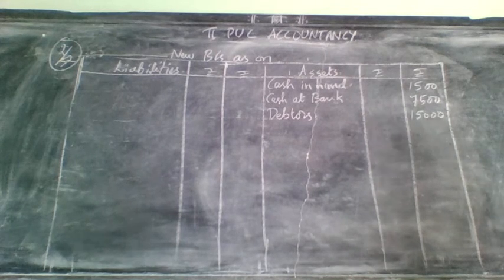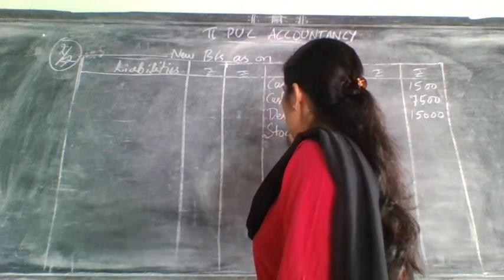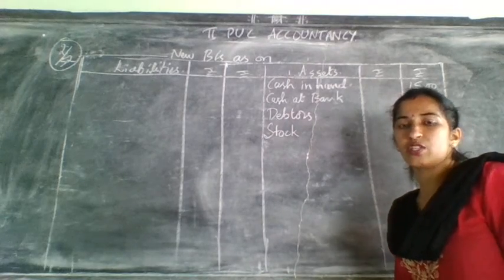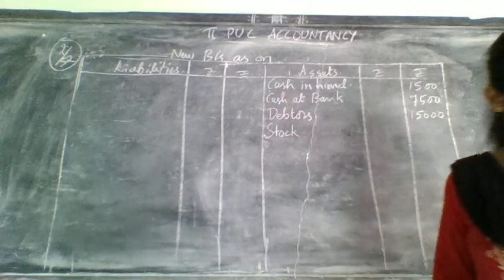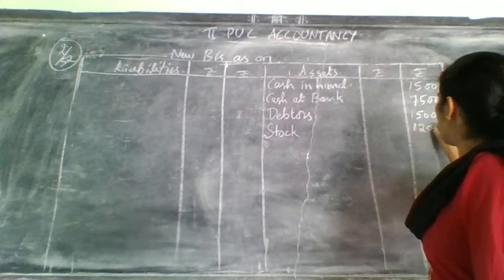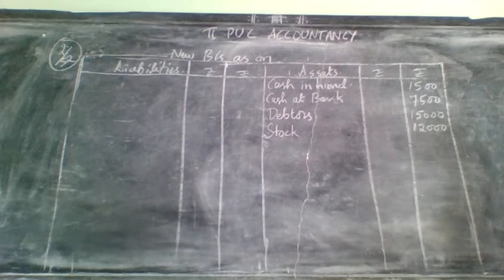After writing debtors, next they have given stock. Stock is how much? 12,000. Check in the revaluation account. Even stock is also not having any adjustment. Check the revaluation account, you can make out whether there is an adjustment or not. So stock is also not having any adjustment, so directly you can write that 12,000 amount in the outer column.